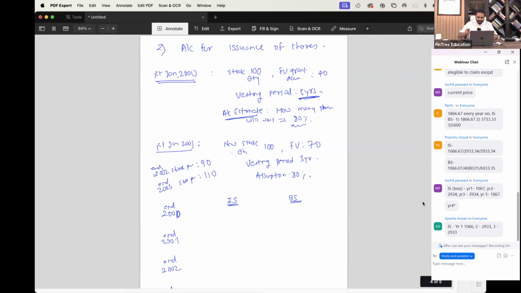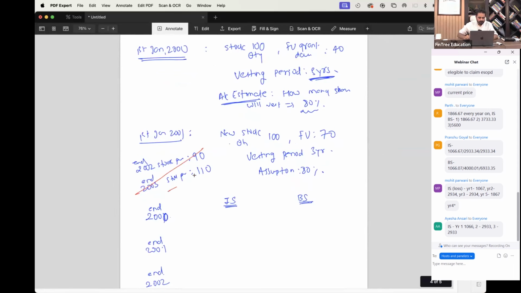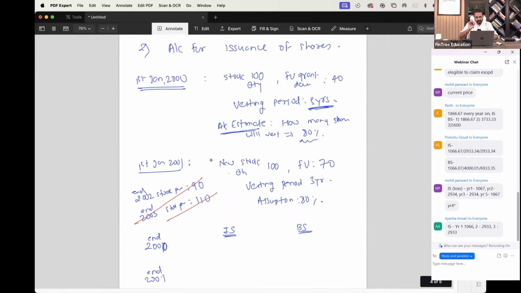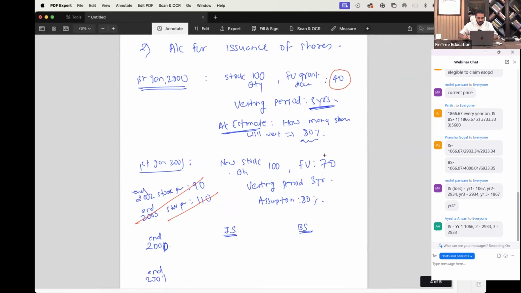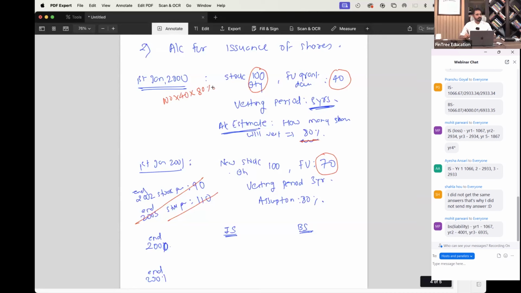Observe, it's simple. If you think about it carefully, you realize it's really, really easy. First thing, any stock price after the grant date, I don't care, right? So we don't care about 90, 110. The only stock prices that matter to us are this 40 and this 70. Now, what is the total value of these shares? 100 shares into 40, how much is that? 4,000. However, are we expecting all of them to vest? No, my vesting assumption is 80%. So I'm going to recognize expense only at 80%.